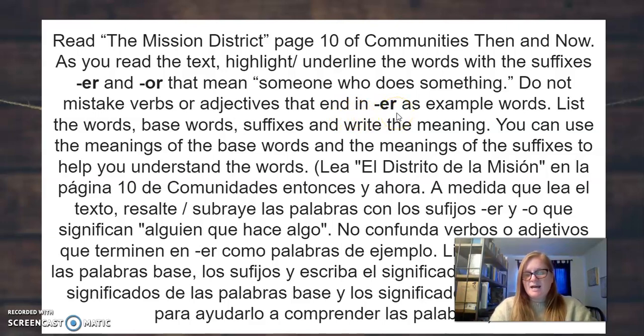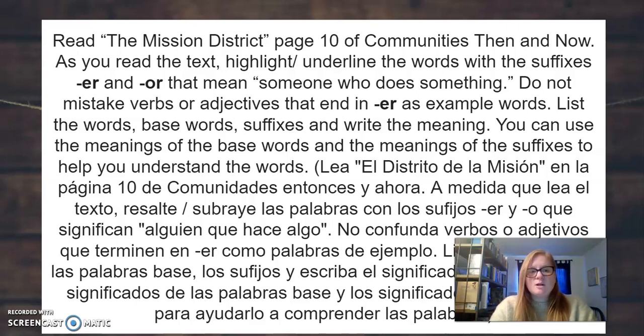For instance, shyer. Like she is shyer than other students, or let me think of another one. She threw the ball harder. Those are action words or adjectives that describe a noun or a verb. That is not what we're looking for. We want someone who does something.